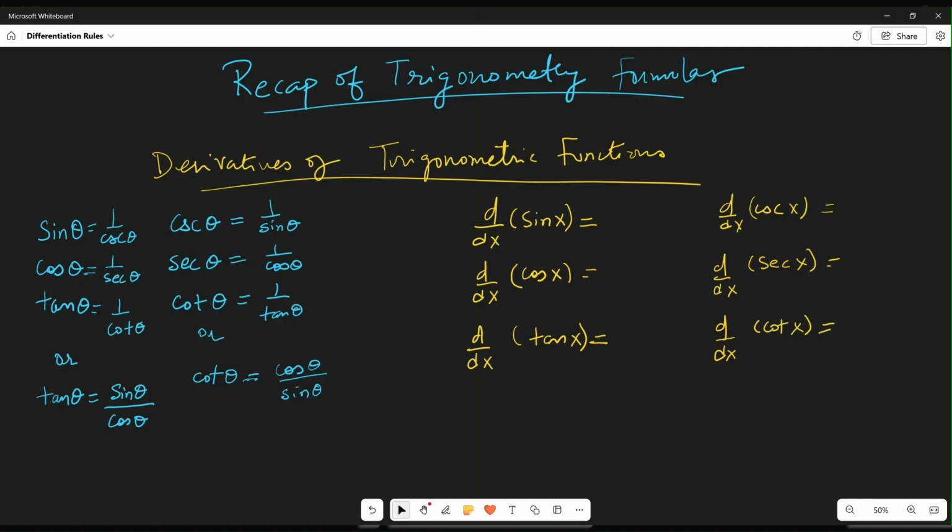Okay, so the derivative of sin x is cosine x, and the derivative of a trigonometric function starting with co is usually negative. The derivative of cosine x is negative of sin x, and the derivative of tan x is secant square x.